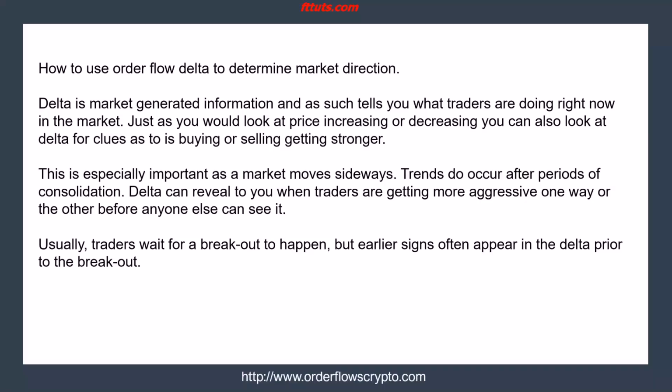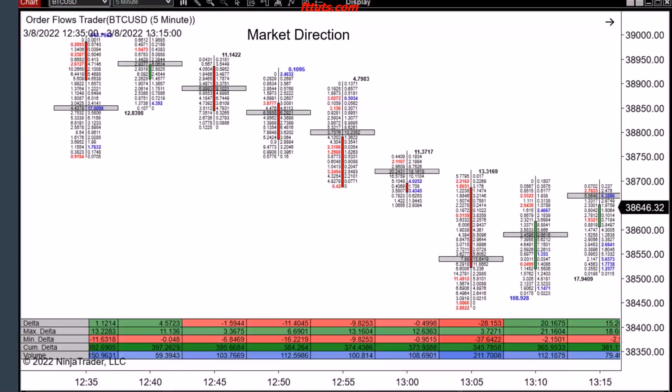And this is especially important as the market moves sideways. Trends do occur after periods of consolidation. We love to catch trends, but where do trends come from? Well, oftentimes trends come out of sideways consolidation activity where traders are uncertain. They're waiting for more news to happen. And delta can reveal to you when traders are starting to get more aggressive one way or the other, either bullish or bearish in their aggression. Usually traders like to wait for a breakout to happen, but with order flow delta, you can see the signs appearing prior to the breakout. The sooner you get into a breakout, the more potential you're going to have for profit.